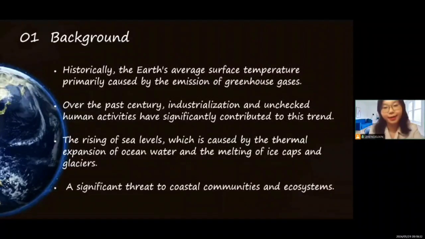Historically, global warming is the gradual increase in Earth's average surface temperature, primarily caused by the emission of greenhouse gases. Over the past century, industrialization and unchecked human activities have significantly contributed to this trend. One of the most visible consequences of global warming is the rising of sea levels, which is caused by the thermal expansion of ocean water and the melting of ice caps and glaciers. Studies reveal that sea levels have been steadily increasing, posing a significant threat to coastal communities and ecosystems.